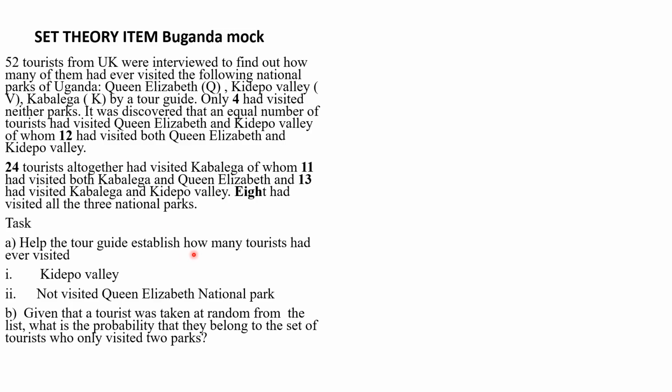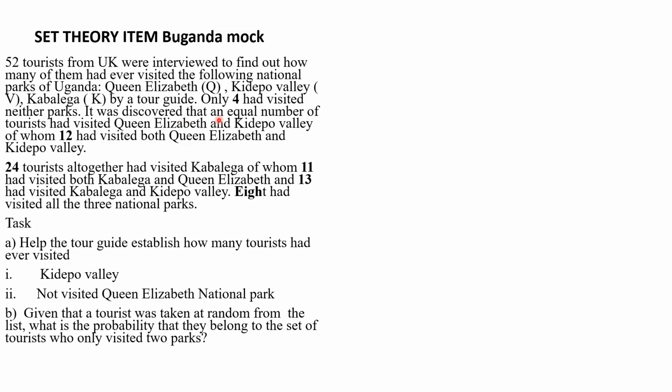Now friends, after reading your scenario, you go ahead and extract the important information from it. In brief, summarize your scenario. First of all, you can see that 52 tourists, that is the universal set. Then we have only 4 had visited neither park. So it means that the number of (Q union K union V) complement is equal to 4.